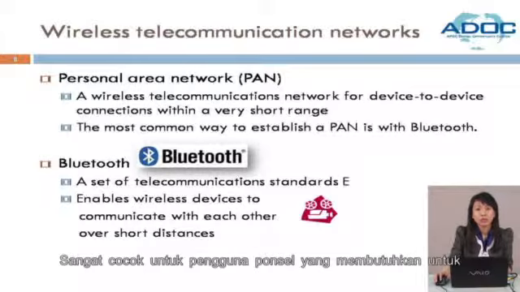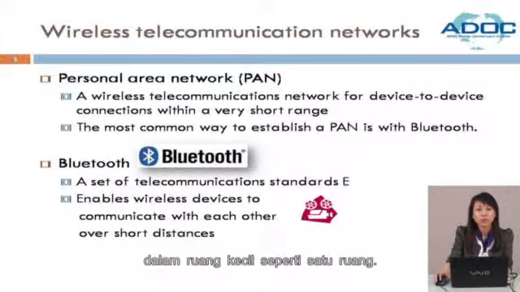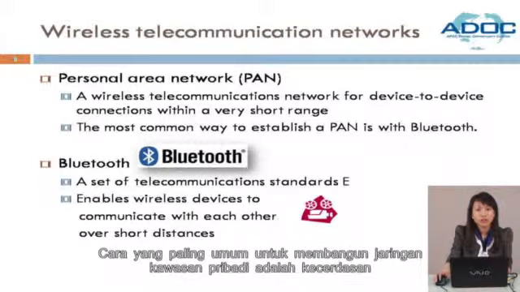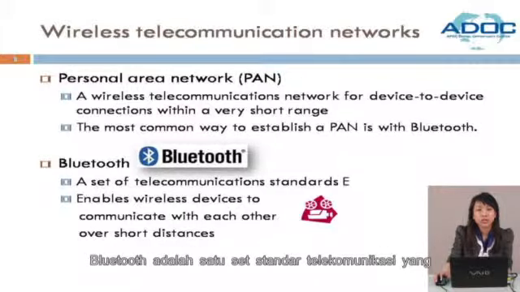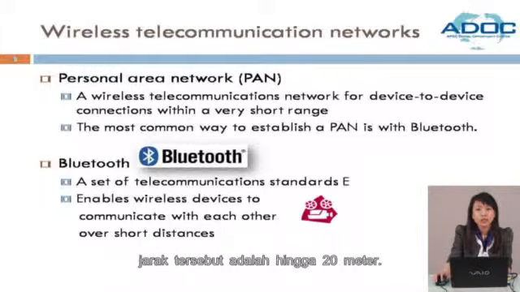It is suitable for mobile users who need to make very short-range device-to-device wireless connections within a small space such as a single room. The most common way to establish a personal area network is with Bluetooth. Bluetooth is a set of telecommunication standards that enables wireless devices to communicate with each other over short distances. Such distance is up to 20 meters.